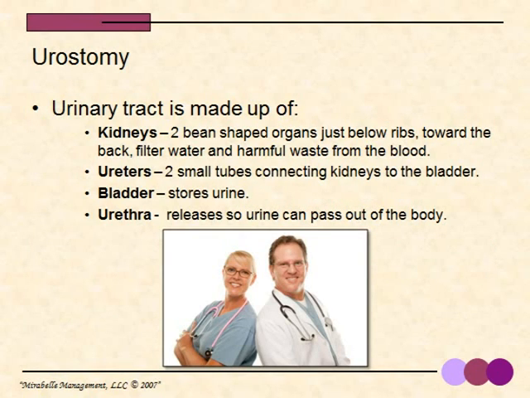A third type of opening into the body to allow waste to drain out or be removed is called a urostomy. The kidneys, ureters, bladder, and urethra make up the urinary tract. The kidneys are two bean-shaped little organs located just below your ribs toward the back, and they produce urine by filtering water and harmful waste from the blood. Urine drains from the kidneys through two small tubes called ureters, and those ureters drain into the bladder. When you are ready to urinate, the urethra releases and urine passes out of the body.